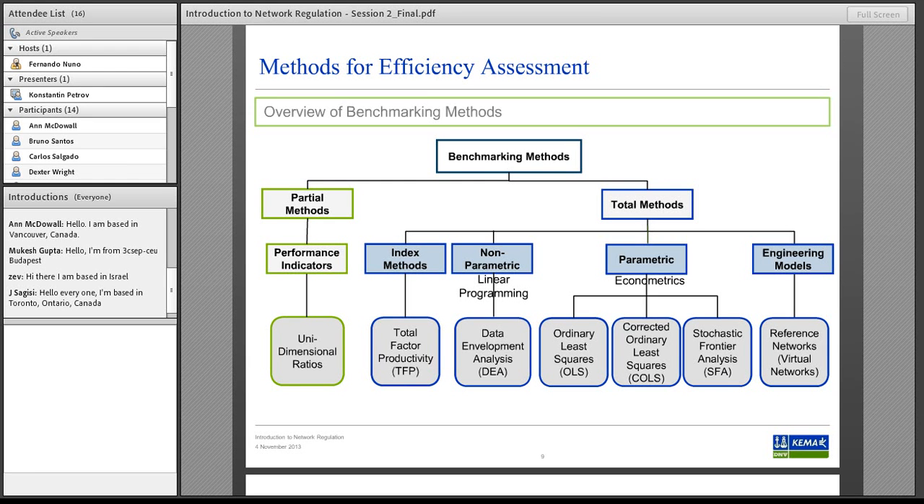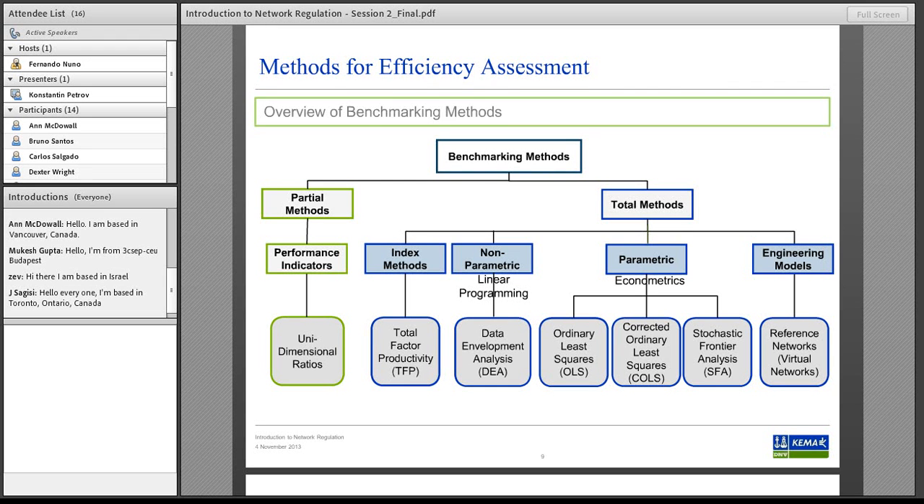Under these total methods, we established four subgroups, which are all totals, but have different nature and different properties in terms of mathematical application. We have the so-called index methods, usually the so-called total factor productivity. I'll come to this one in a second. We have a group called non-parametric, or sometimes linear programming. This is especially data envelopment analysis.